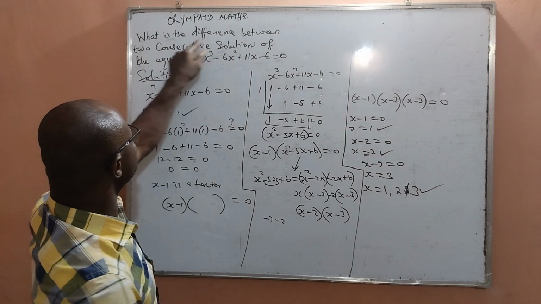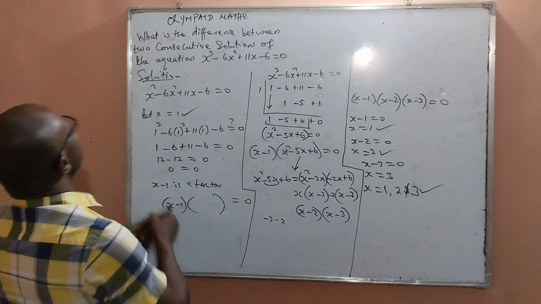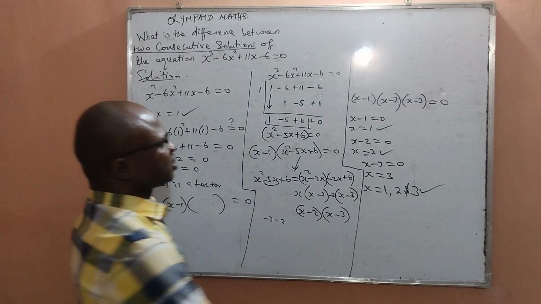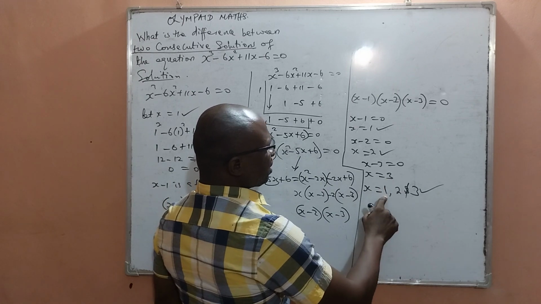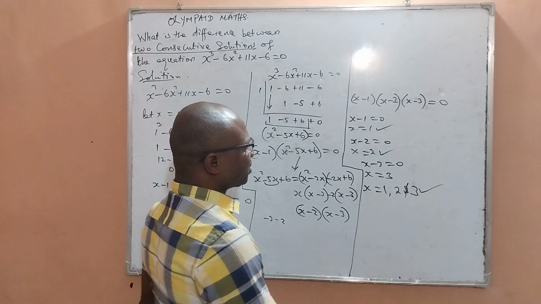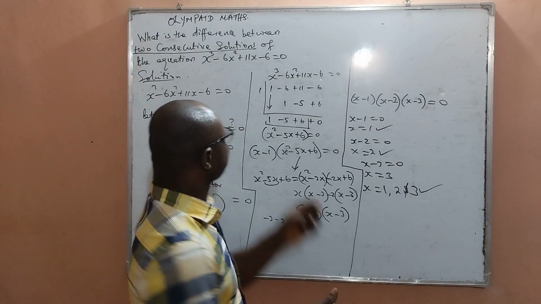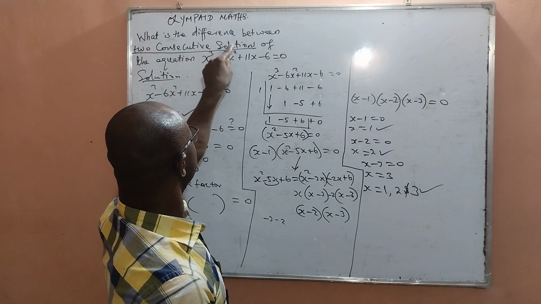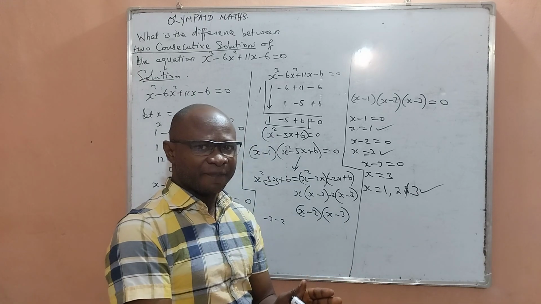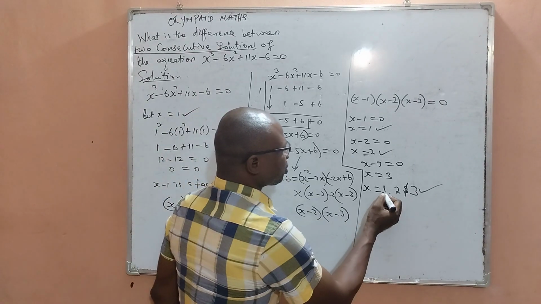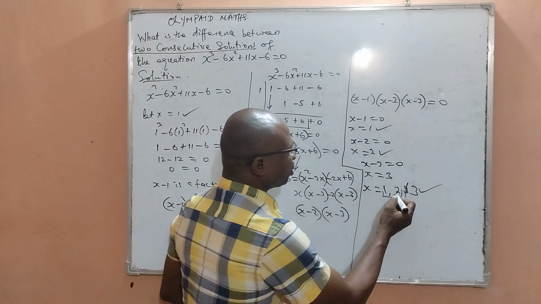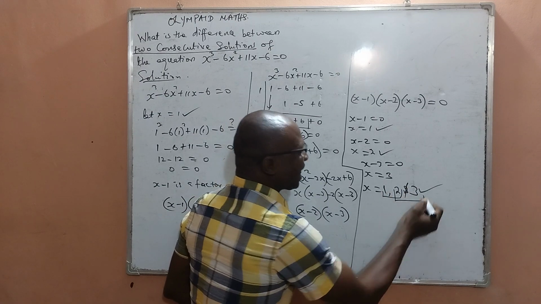Actually, what is the difference between two consecutive solutions? See the main place of the equation. So the solutions are here: x equal to 1, x equal to 2, x equal to 3. Consecutive implies two numbers that are next to each other. Two consecutive solutions, these are the solutions. What are two numbers that are next to each other? What is the difference between them? So these two numbers are consecutive, 1, 2. After counting 1, you count 2. Also, 2 and 3 are consecutive.